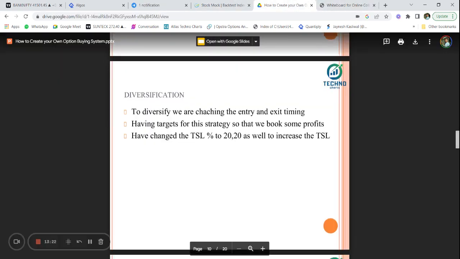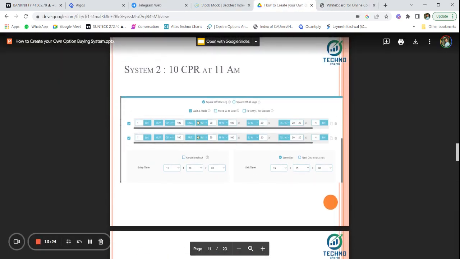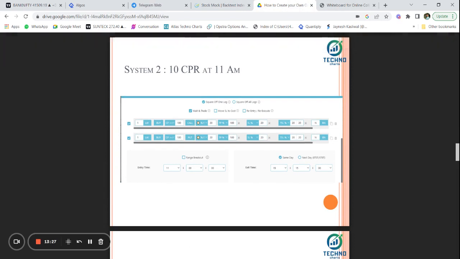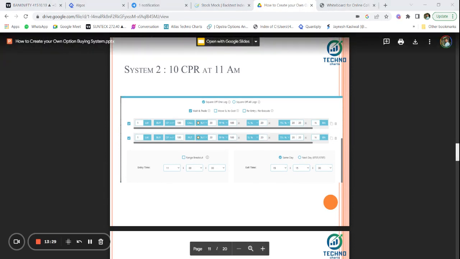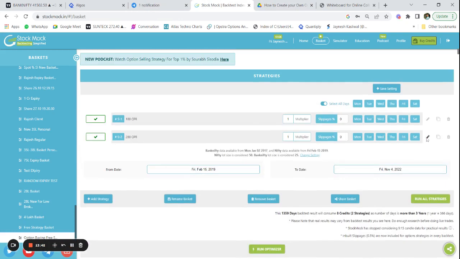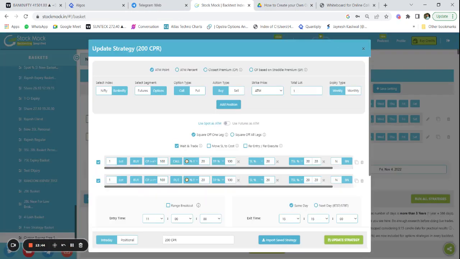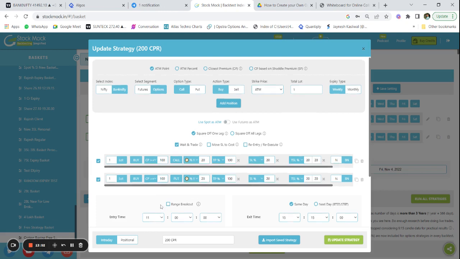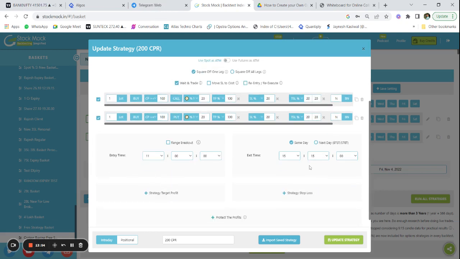Now, coming back to the system here, the system 2 that we can trade is 100 CPR at 11 a.m., a similar system where we are going to buy the 100 closest premium range, but not at 9:15. The target that we have applied on system 2 is a 100% target on the premium. The stop loss is similar, 20%, and we have even changed the trailing stop losses from 10/5 to 20/20. Now this system we are starting at 11 a.m. and running it till 3:15 p.m.